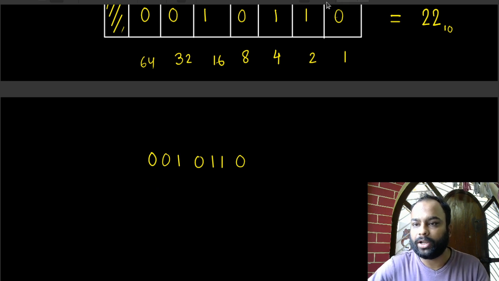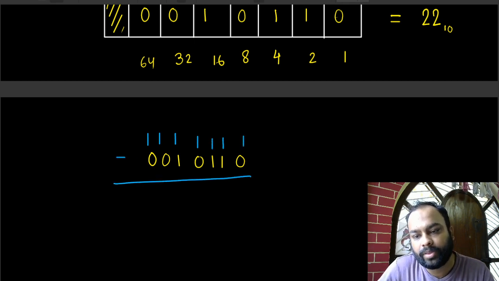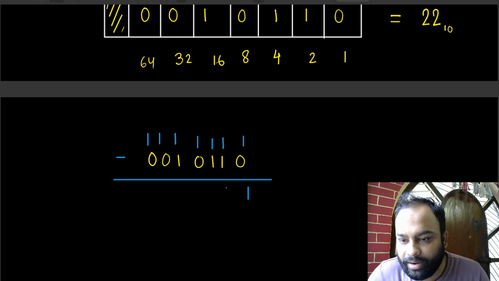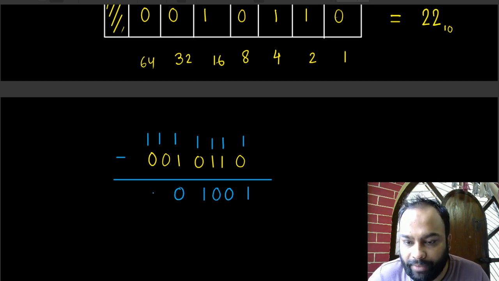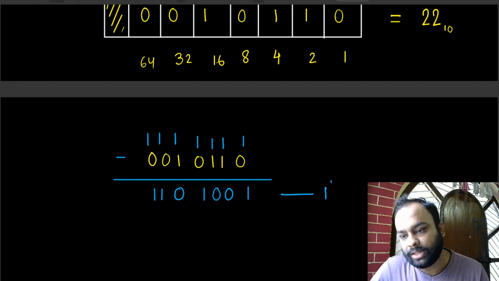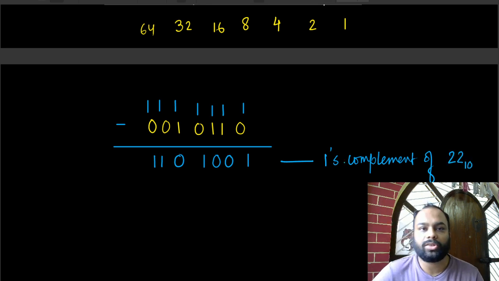Now let's do ones complement on this. And how do I do ones complement? I just write 1, 1, 1, 1, 1, 1, 1 and subtract. So I have 1, I have 0, 0, I have 1, I have now 0, I have 1, 1. That's the ones complement of 22 decimal. Try to understand.